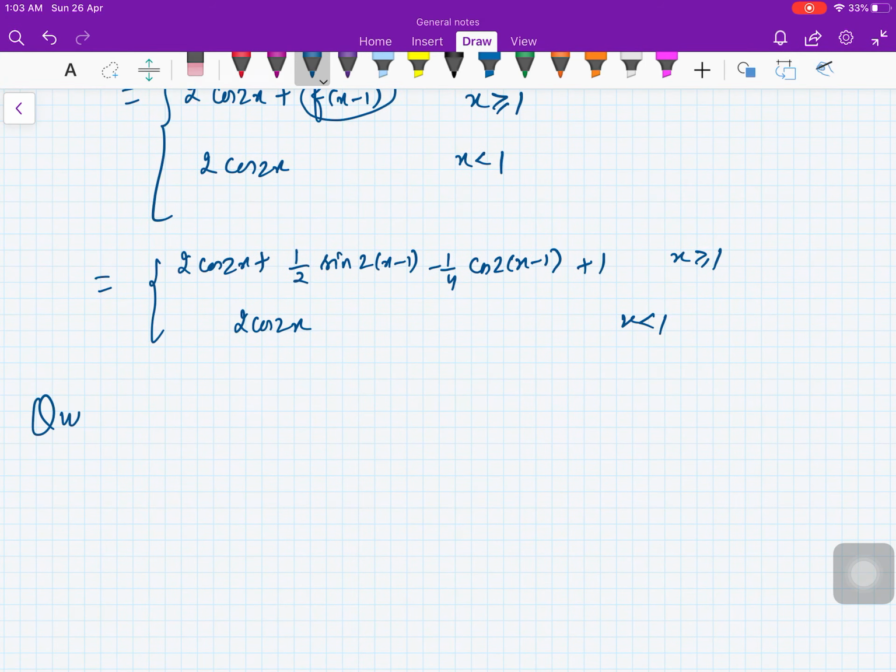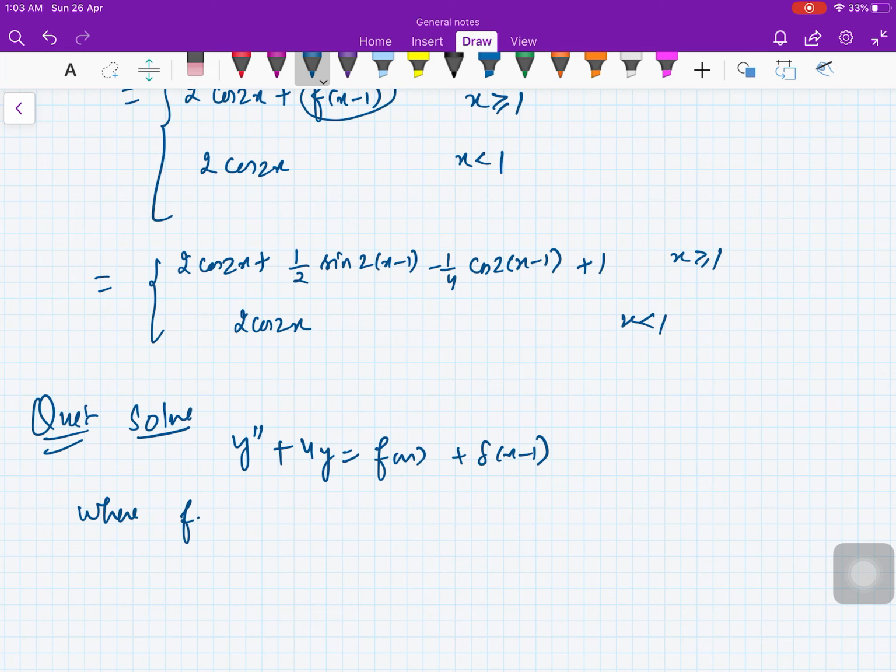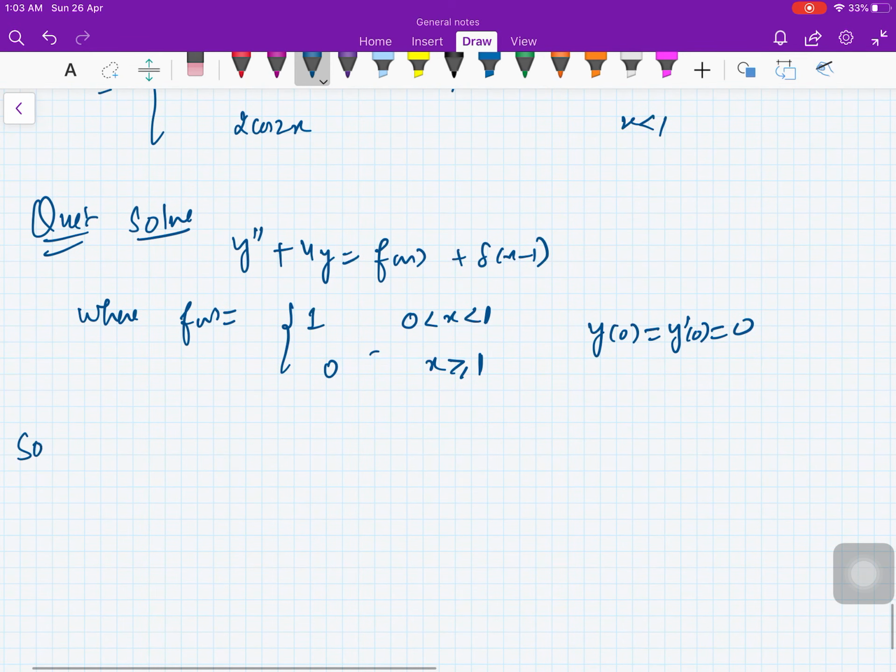Let us do one more problem, and that is the last problem. Solve y double prime plus 4y is equal to f of x plus delta of x minus 1, where f of x is 1 for 0 less than x less than 1, and it is 0 for x greater than 1, and you are given that y of 0 and y dash 0 are 0, right? Okay, so you solve it.